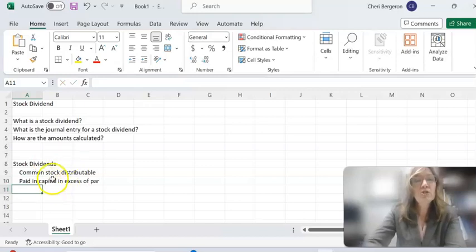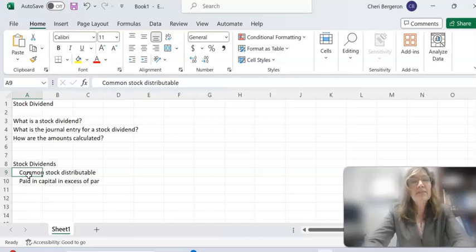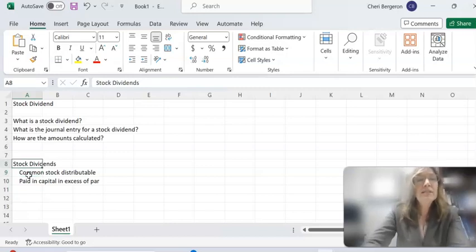Once we distribute, the common stock distributable account will become common stock. So we're just going to put our value down there at par, and then everything over that goes to paid in capital in excess of par. So on the date of declaration, we would debit stock dividends, credit common stock distributable, and credit paid in capital in excess of par.